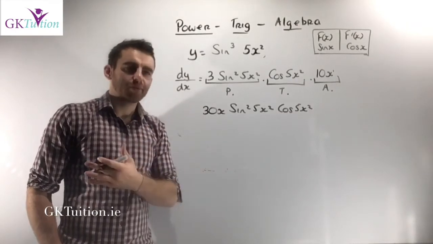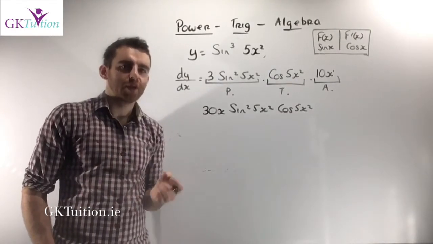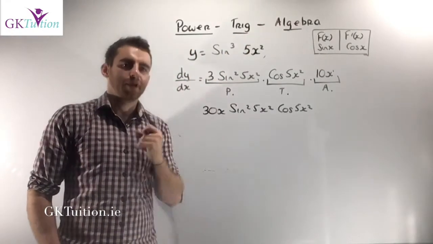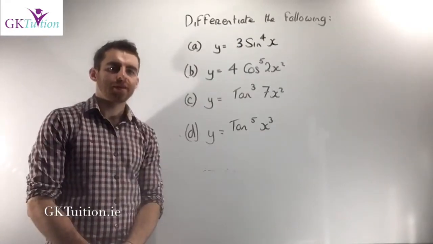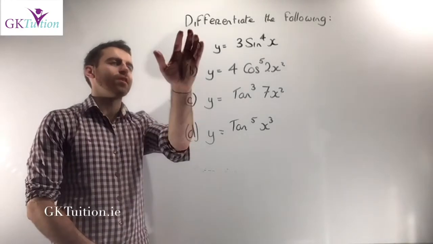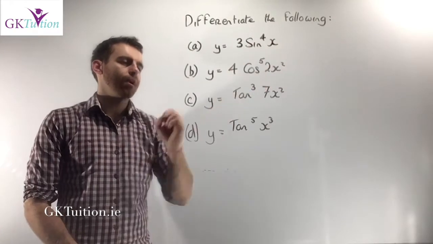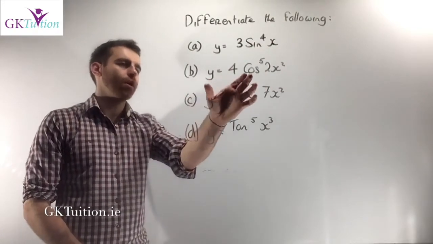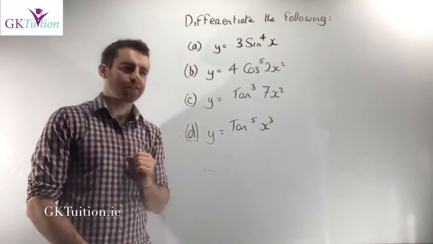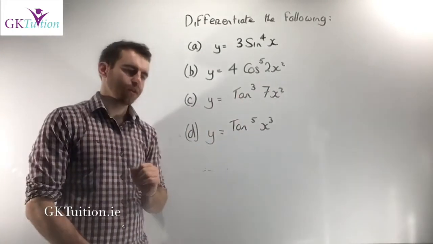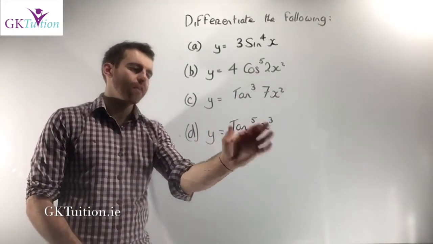Now with that in mind, I'm going to give you a few more questions to do, where I want you to differentiate them using the steps power, trig, algebra. Okay, the next thing that I want you to do is differentiate the following. Y equals 3 sine to the power of 4x. Y equals 4 cos to the power of 5 2x squared. Y equals tan cubed 7x squared. Y equals tan to the power of 5 x cubed.